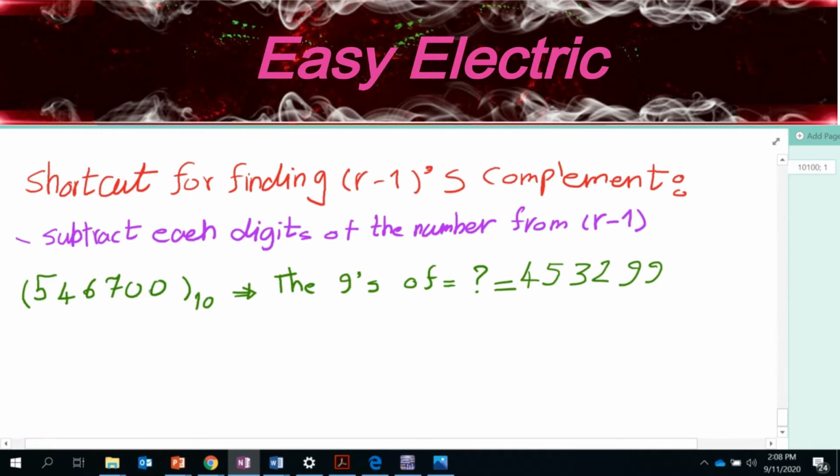So it is easy, right? Unlike the r's complement, where you need to follow 3 steps, here there is just one. Just subtract everything from r-1. Okay, so let's have another example.